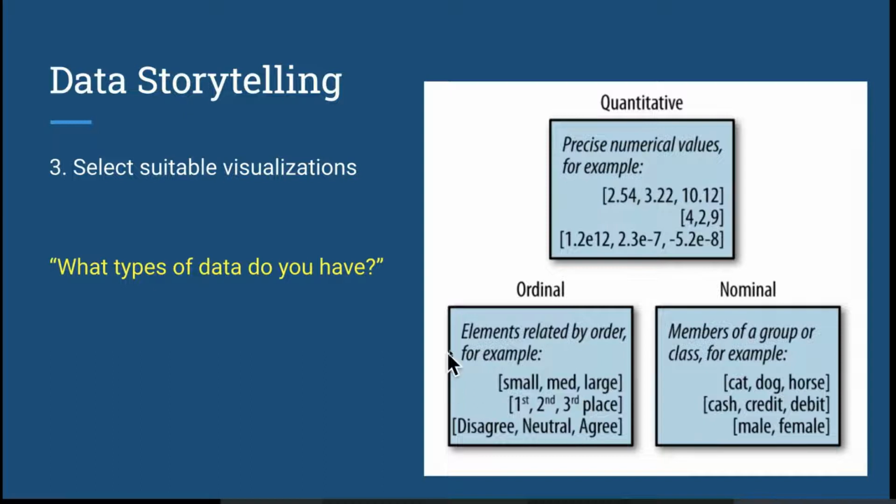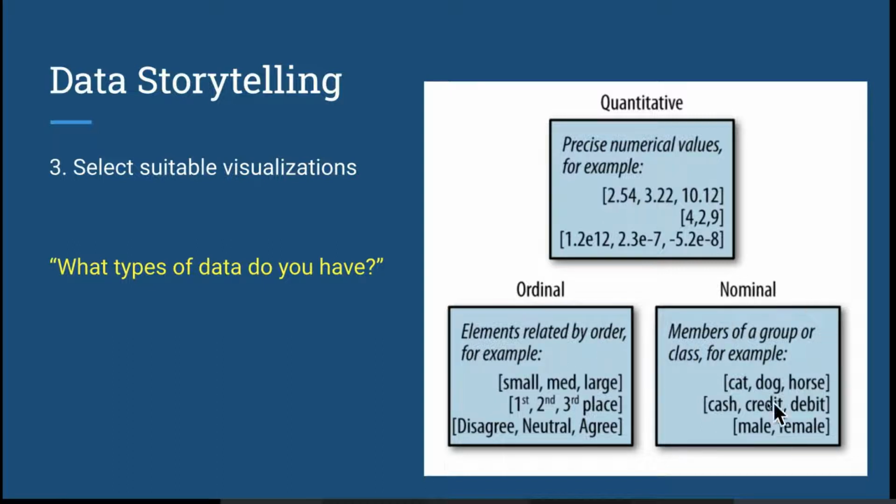For the other kind of data, like ordinal data, these are arranged in order. For example, we have data such as small, medium, and large, or first place, second place, third place, and so on. Or whether you agree, are neutral, or disagree. All these are what we call ordinal, because they are not measurable by numbers, but they can be arranged in a particular order.